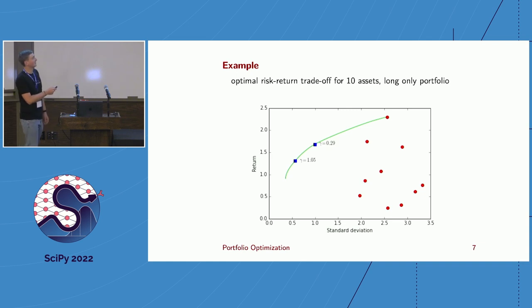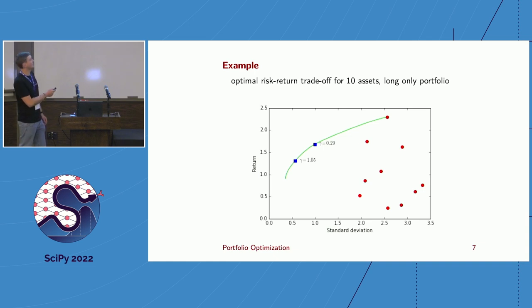And notice that all of these points on the green line are better than all of the red points, right? Because the assets are going to have some covariances. So sometimes one asset will go up, the other one will go down. So what you get as a benefit, what people would call diversification benefit, is that you're going to do better than all of the assets individually, except for the one case where you are all in one asset.